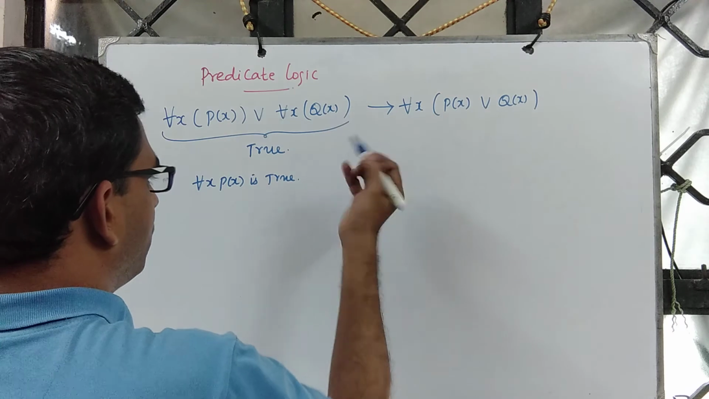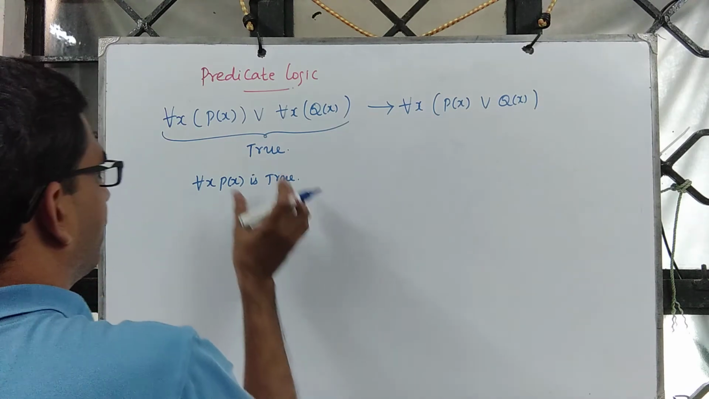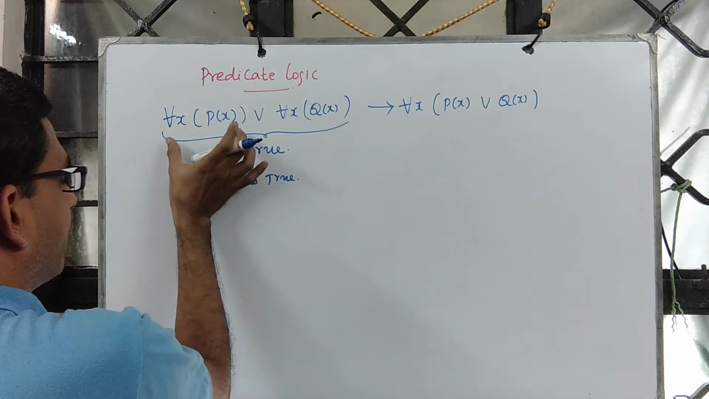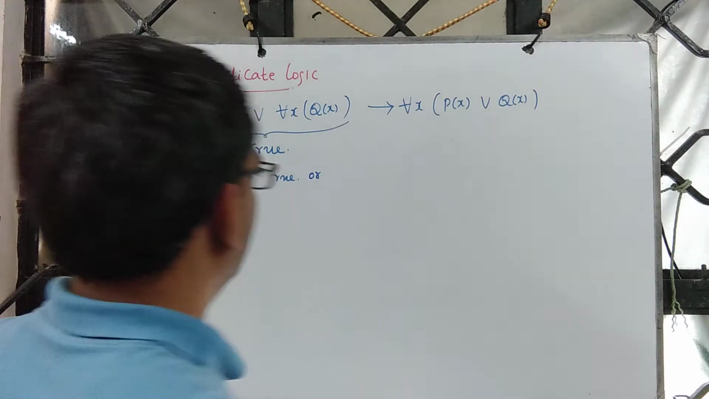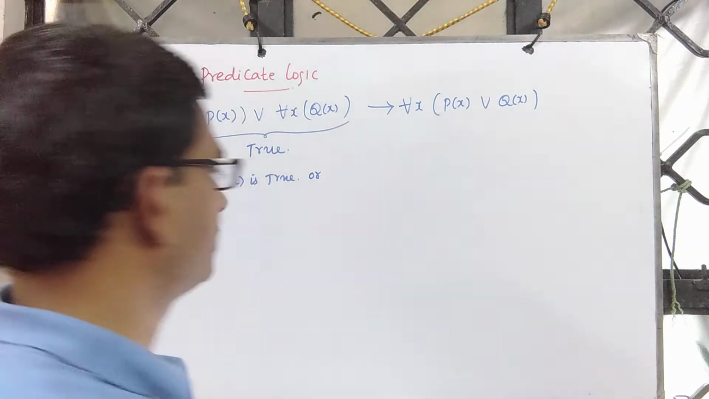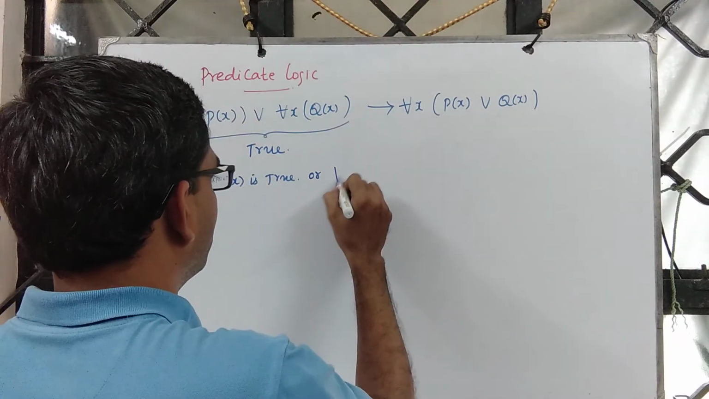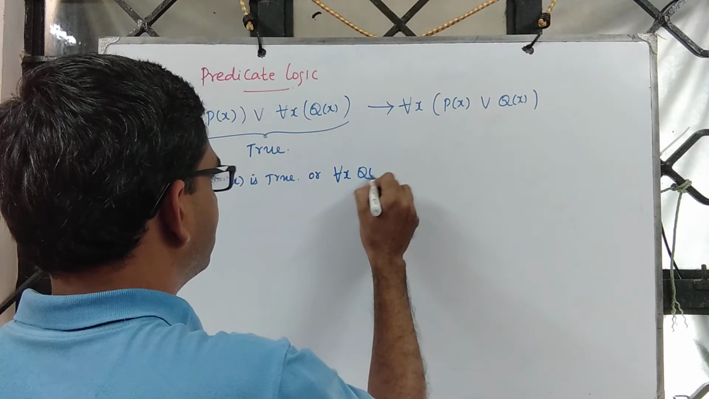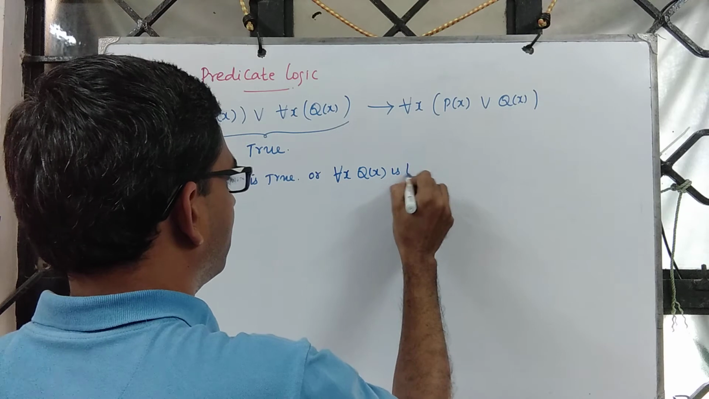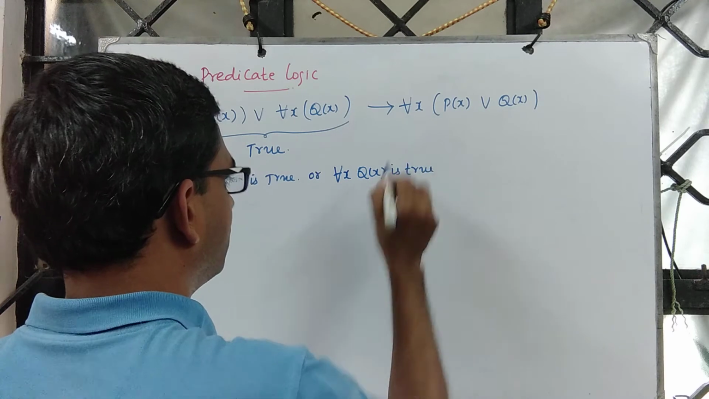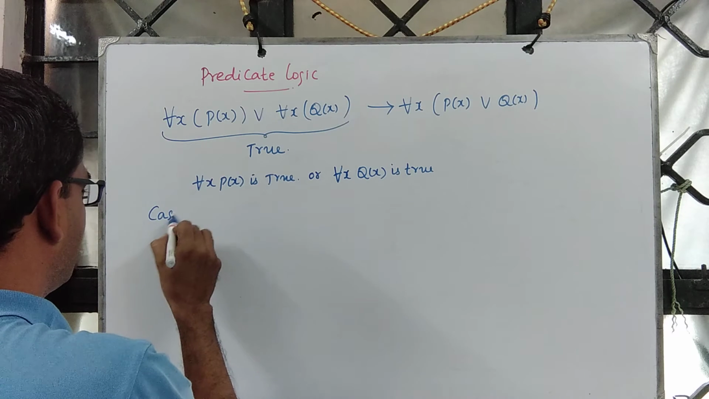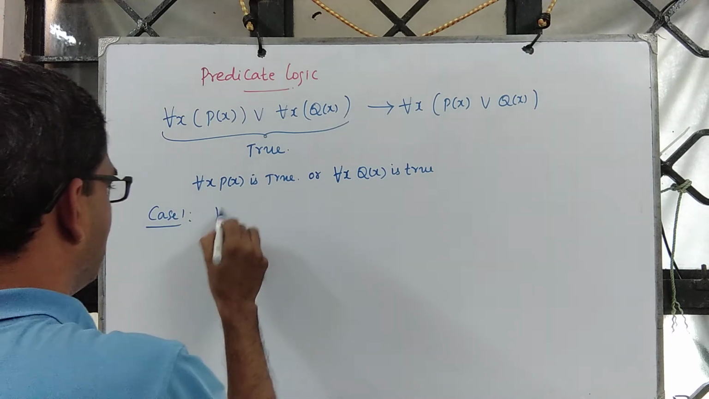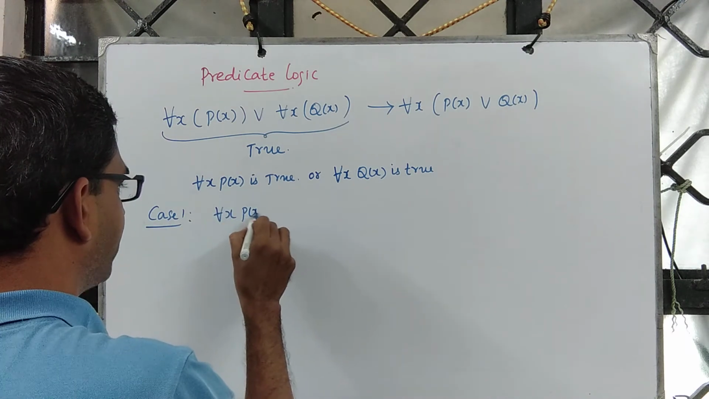This one may be true or false. But we know that this one is true, or for all x, q of x is true. For all x, q of x is true. Okay, so case 1, for all x, p of x is true.